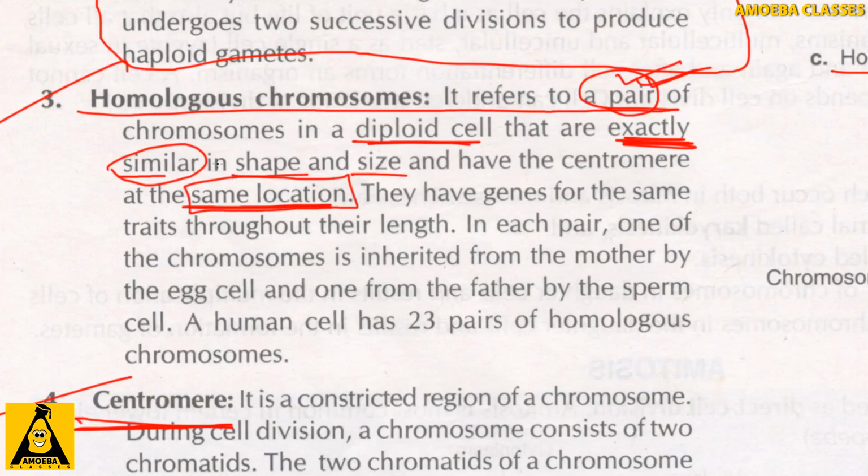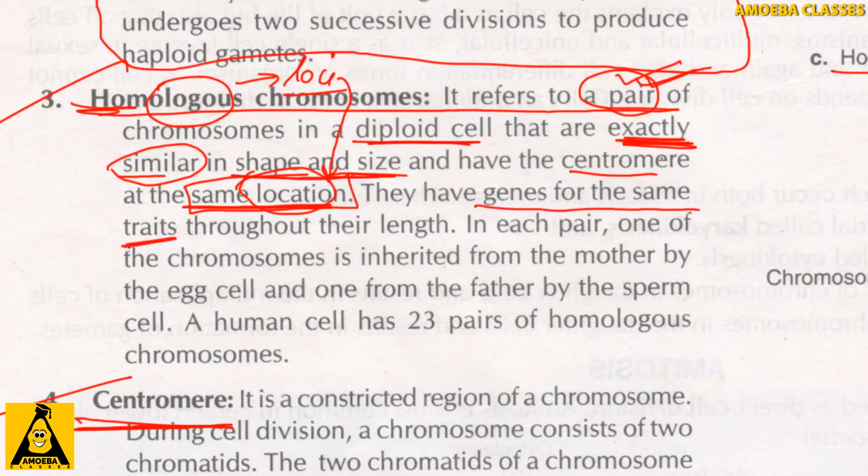Talking about the location, the term homo means same, logous means loci, and loci means location. So homologous chromosomes are those chromosomes which are similar in shape and size, and the centromere is located at the same loci, that means the same position. They have genes for the same trait. Trait is generally the character.